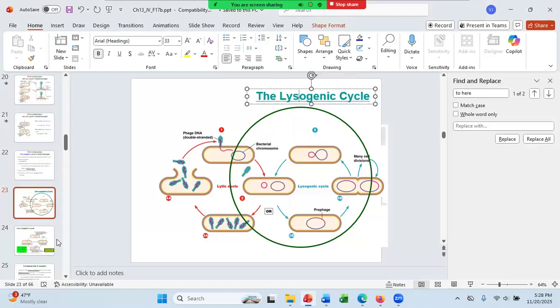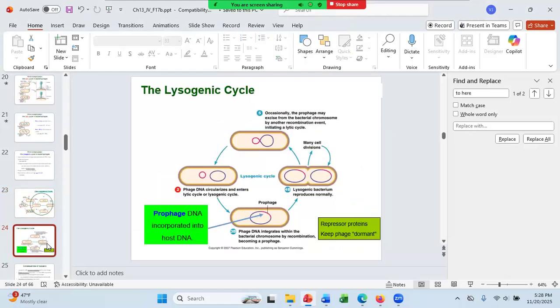All right, let's talk a little bit more about the lytic and lysogenic life cycle. I've already mentioned that when the viral genome incorporates into the chromosome, we call that viral genome a prophage, viral DNA.